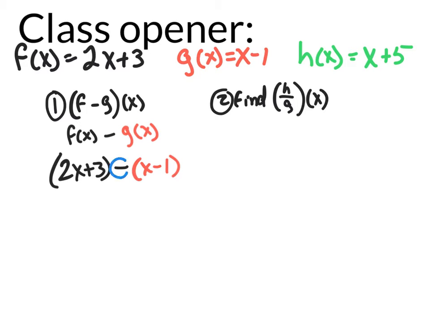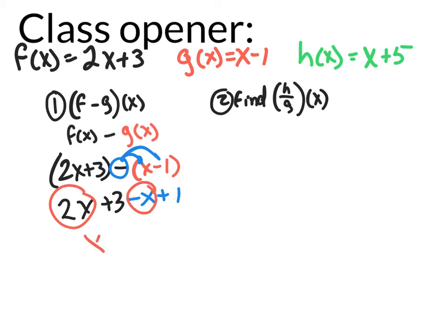So when I distribute the minus sign to the x, that becomes negative x. To the minus 1, it becomes plus 1. So what I really have is 2x plus 3 minus x plus 1. So if I combine the 2x with the minus x, I'll get x. If I combine the 3 with the 1, I'll get 4. So x plus 4 is the final answer there.